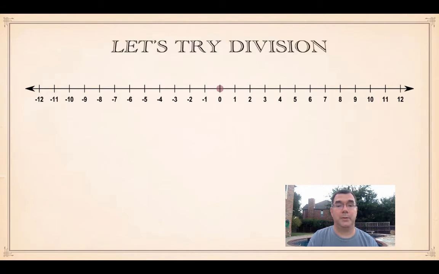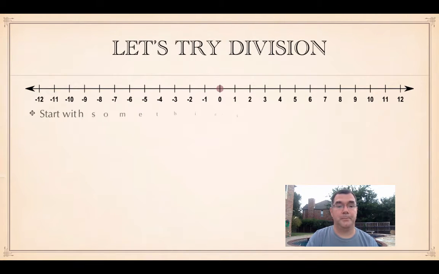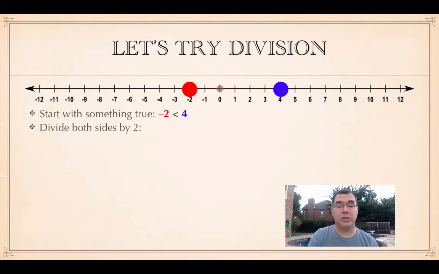Okay, so let's try division. We're going to start with something that's true again. Negative 2 is less than 4. If I divide both sides by 2, the negative 2 is going to become a negative 1, and the 4 is going to become a 2. And as you can see, the red dot is still less than the blue dot. Negative 1 is still less than 2, so nothing's wrong here.